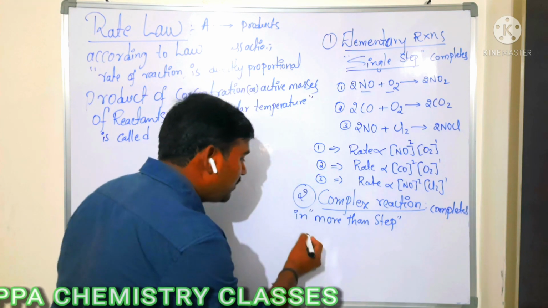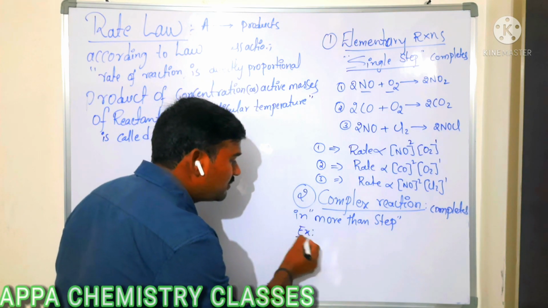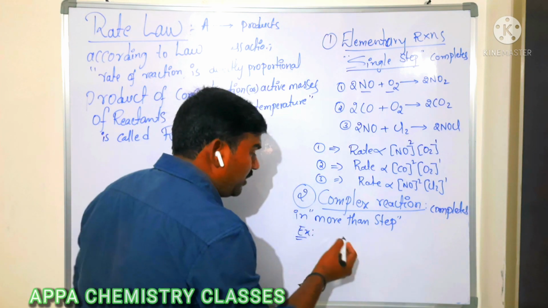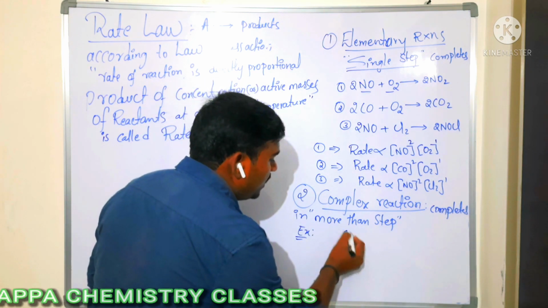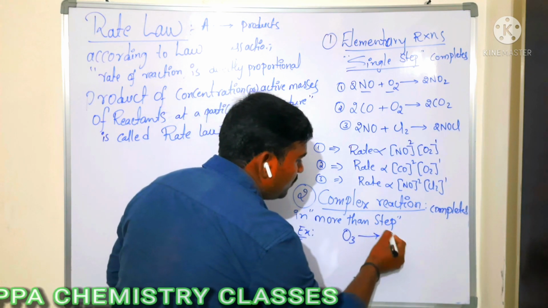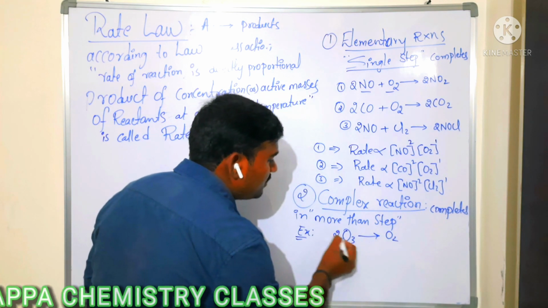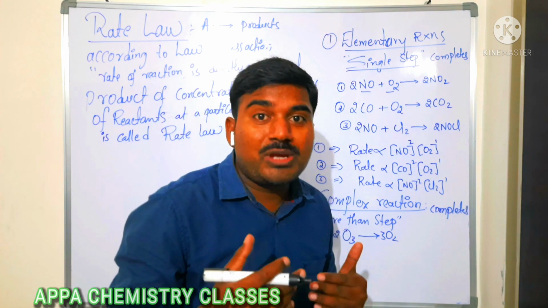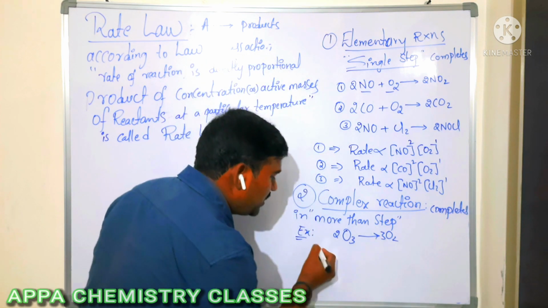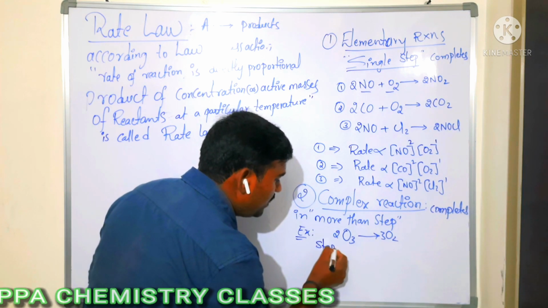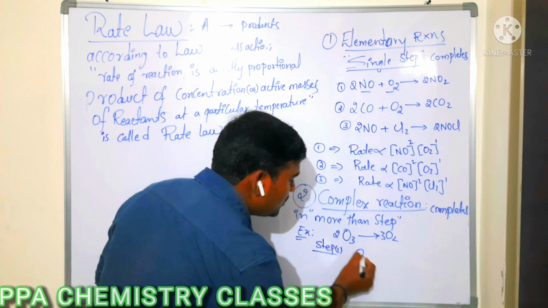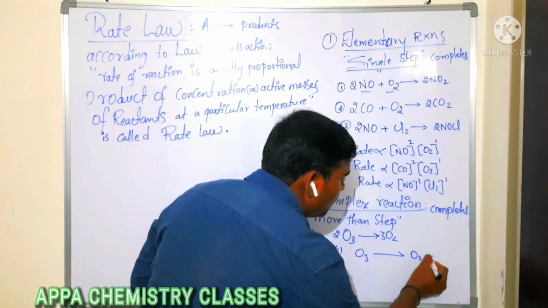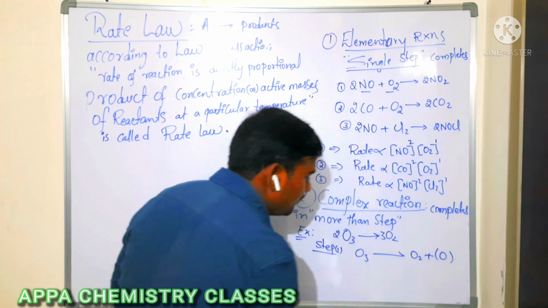You can take one example for that complex reaction. Decomposition of ozone, you can take as a well-known example. That is, O3 will be changed to what? O2. It is an exothermic reaction. So it is a complex reaction which takes place in two steps. Now you see here, step 1. In step 1 what happens? This O3 will be changed to O2 plus nascent oxygen we are getting.